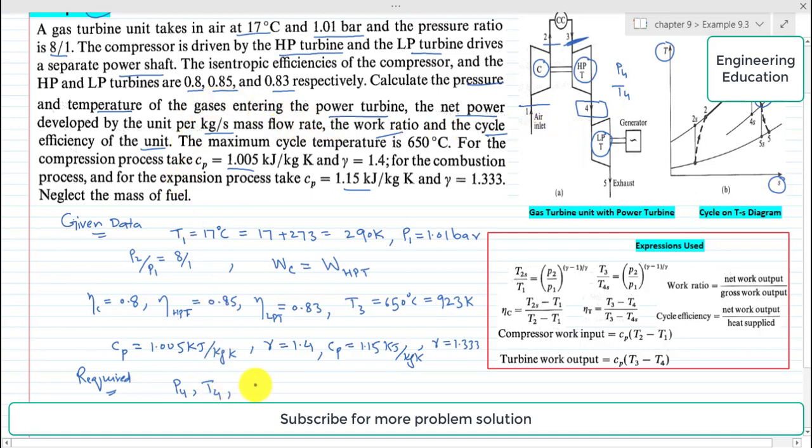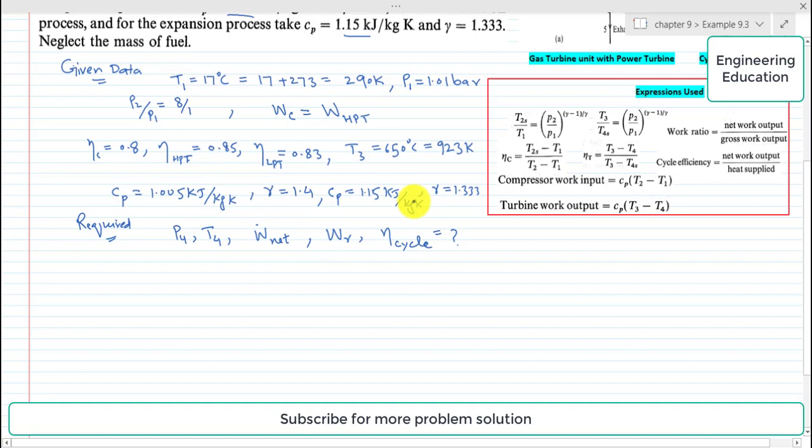Also the net power developed, W dot net, per unit mass flow rate, the work ratio, and the cycle efficiency of the unit. So these 5 terms are required to be calculated in this problem. For this we will need some expressions. These are the expressions which we will use for the solution of this problem. Some temperatures are given while some are unknown. We will find those temperatures. Also some pressures and pressure ratio are given and others are missing. We will find those missing pressures as well.